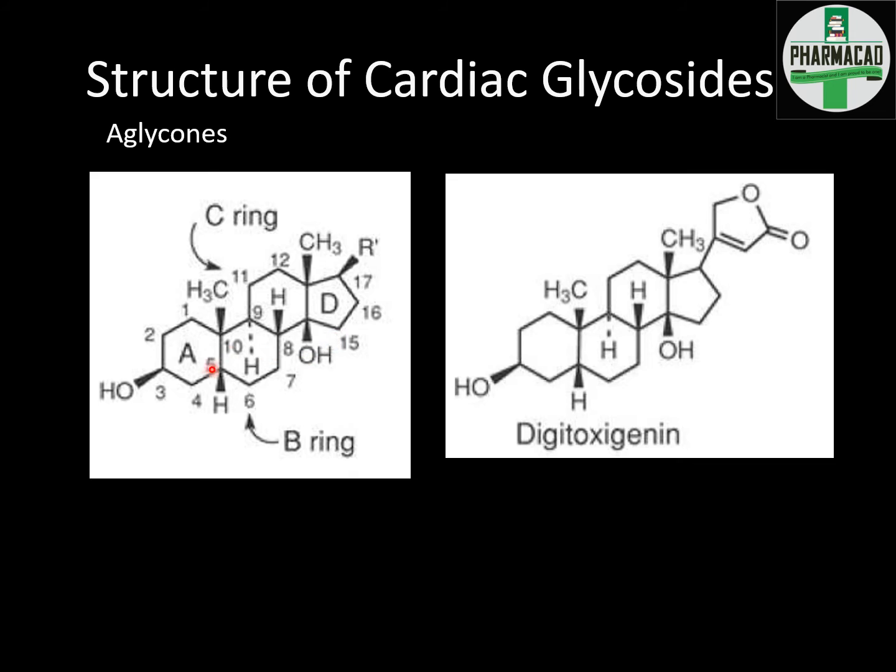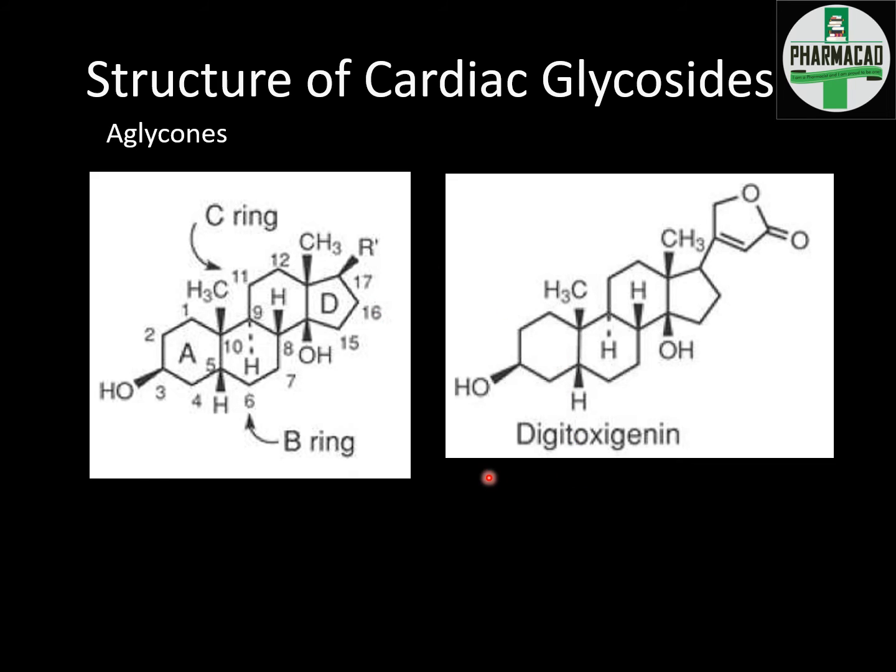Now, apart from the four rings, there are four substitutions that we need to remember. There are two hydroxy groups, one on the 3rd carbon and second on the 8th carbon. And two methyl groups, one on the 10th carbon and second on the 13th carbon. So these are the four substitutions. Apart from this, the fifth substitution, an alkyl substitution, varies in different aglycone structures.